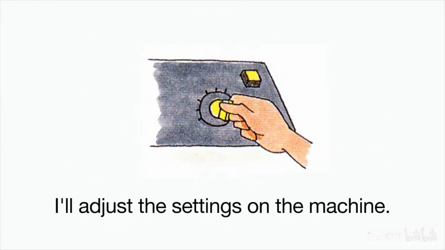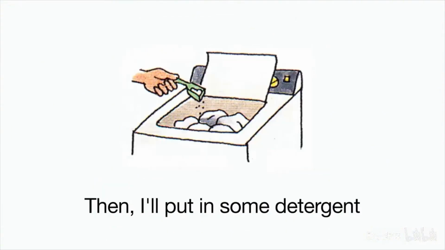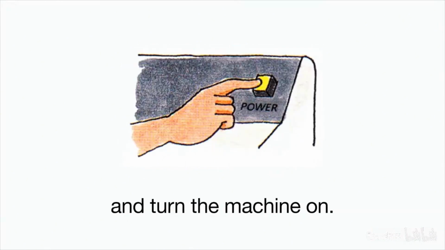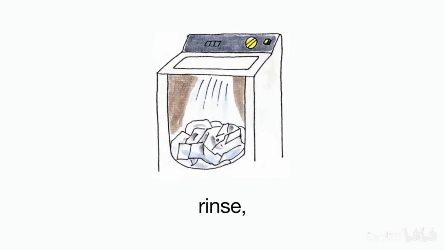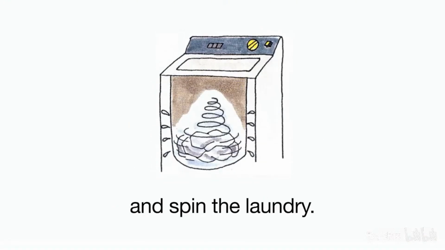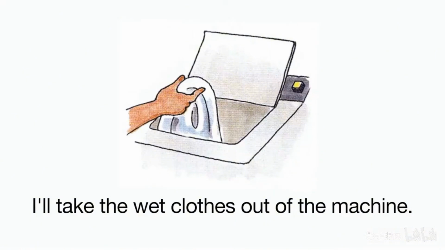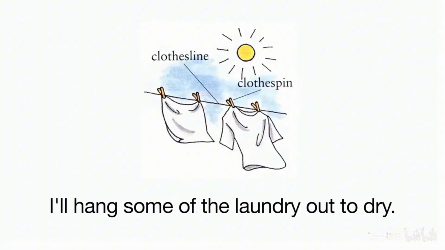I'll adjust the settings on the machine. Then I'll put in some detergent and turn the machine on. The machine will wash, rinse, and spin the laundry. I'll take the wet clothes out of the machine. I'll hang some of the laundry out to dry.